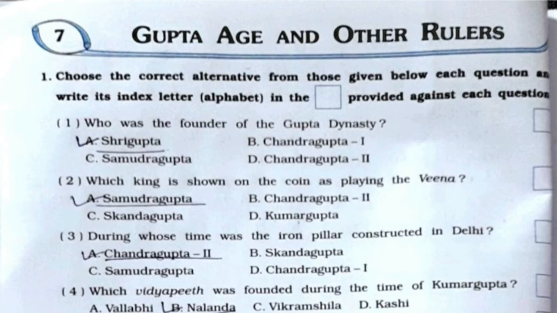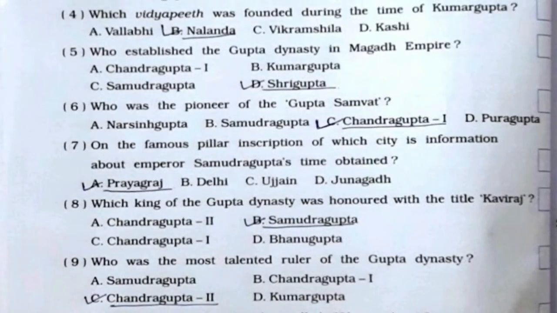Third, during whose time was the iron pillar constructed in Delhi? It's option number A, Chandragupta II. Fourth one, which Vidyapeeth was founded during the time of Kumargupta? It's option number B, Nalanda. Fifth one, who established the Gupta dynasty in Magad Empire? It's option number D, Sri Gupta.